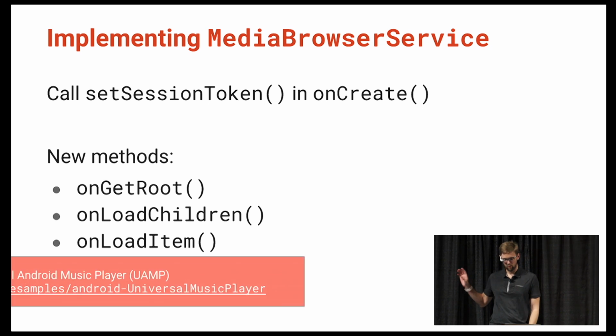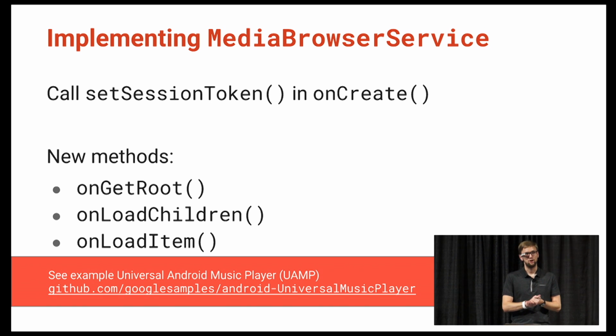Now, if you want to learn more about this, we actually have a giant sample app which does everything in the world based on Media Browser Service called Universal Android Music Player, UAMP. Like I said, currently Media Browser Service is API 21+, and so is UAMP. But I would like to say that we are working on backporting both. So we're working on getting Media Browser Service to lower API levels, as well as moving UAMP over to support a wide variety of devices. So you can actually use all these things much more, even if you're not quite ready for minSDK 21.